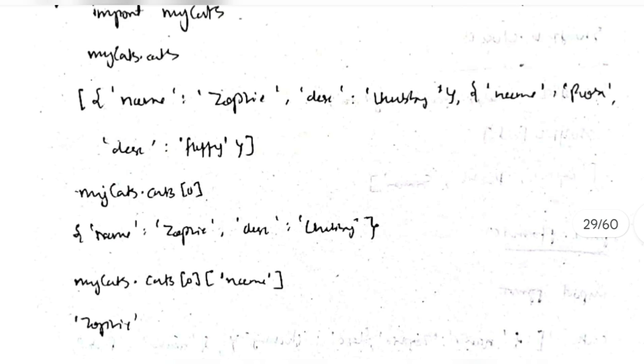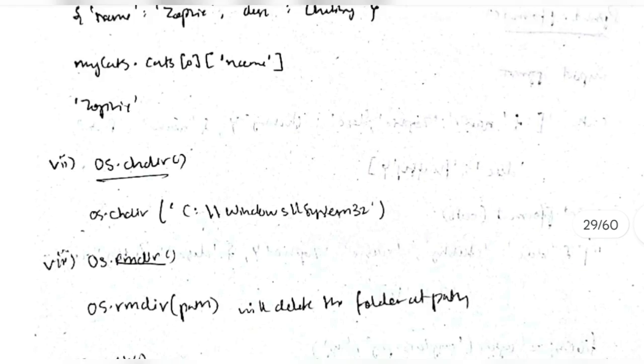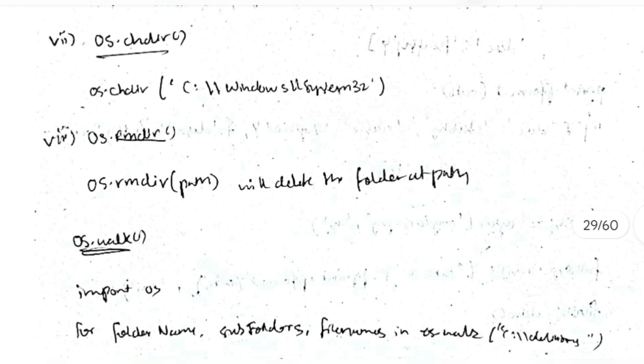Since this is a list in itself, if I access cats of 0, the first element will be printed, which is the name Zophie, and in that I just want the name. What is the name? The answer will be printed here. Okay, the next is the OS module functions.